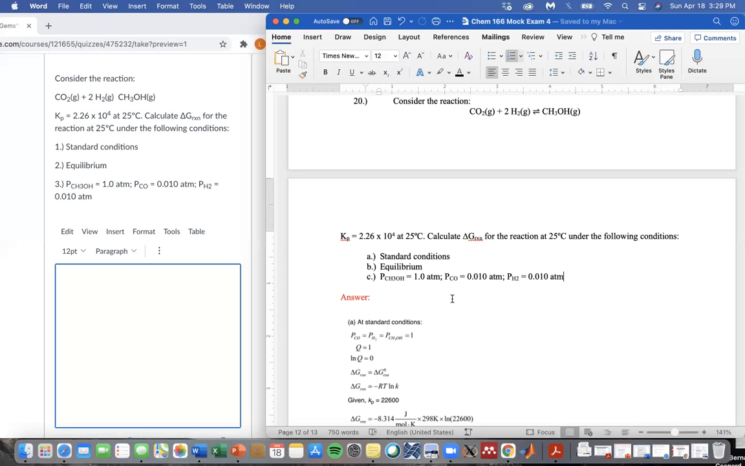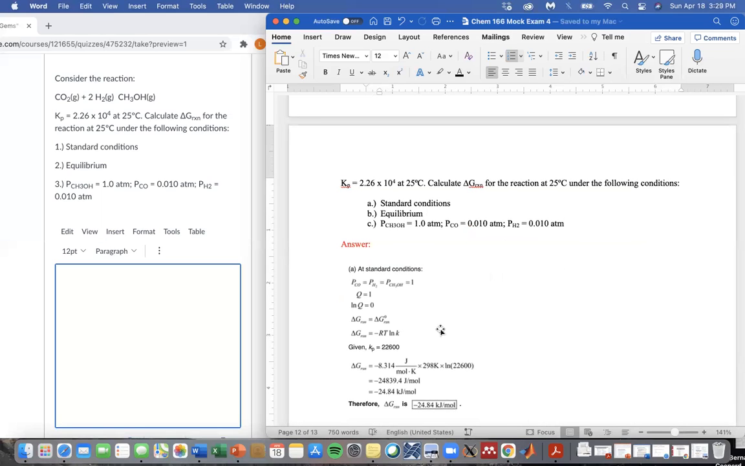And so if you remember, what is natural log of 1? What does it go to? 0. Exactly, right? So you'd have the reaction where delta G equals delta G standard.